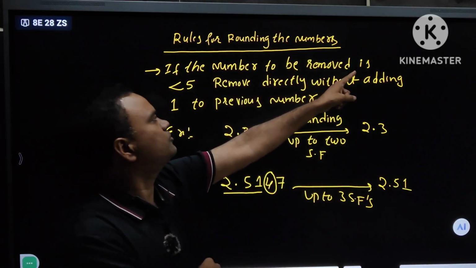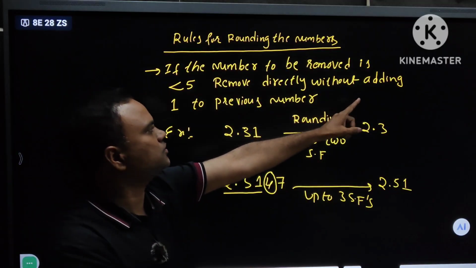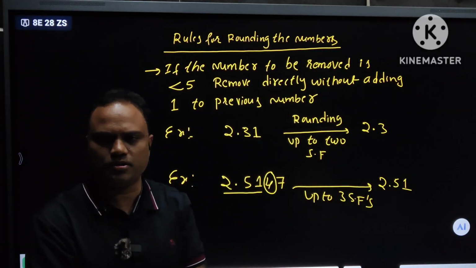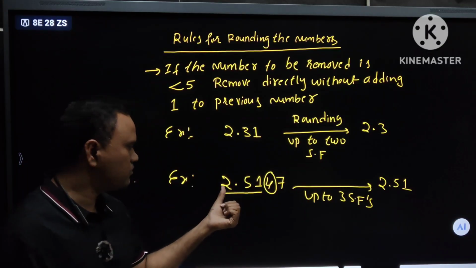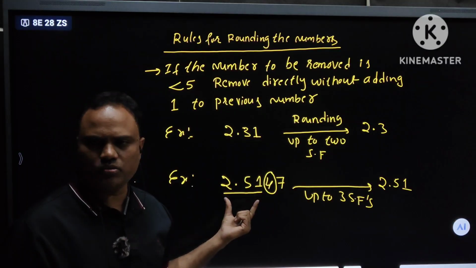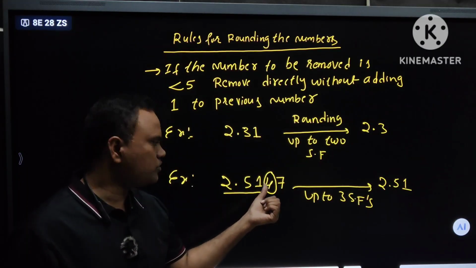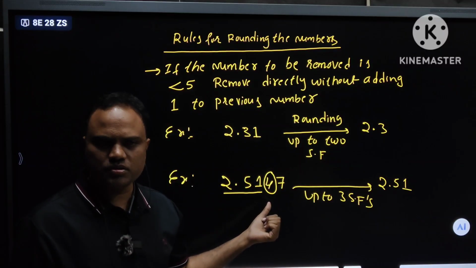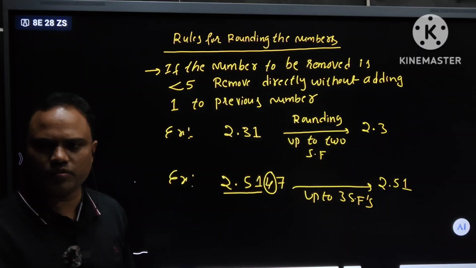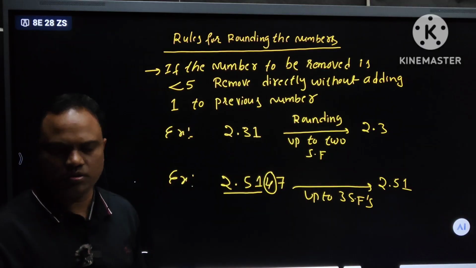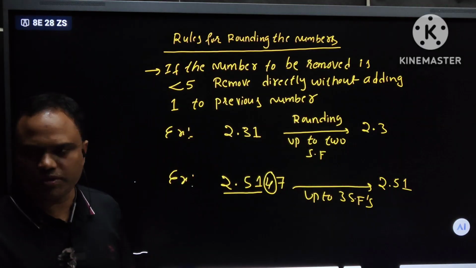If the number to be removed is less than 5, remove directly without adding 1 to the previous number. I wanted to keep only 3 significant figures here: 2, 5, 1. So I have to remove 4. 4 is less than 5, so remove it directly without adding 1 to the previous number. Clear? Next point.